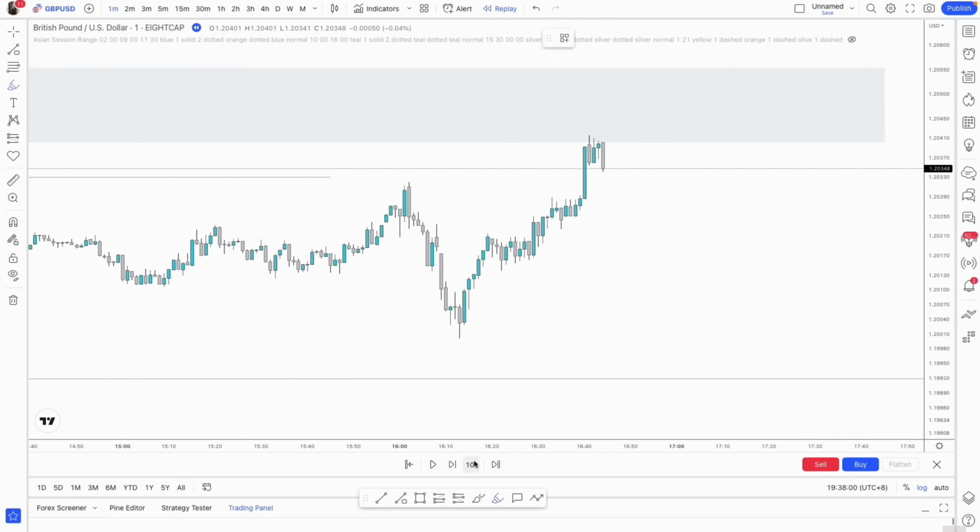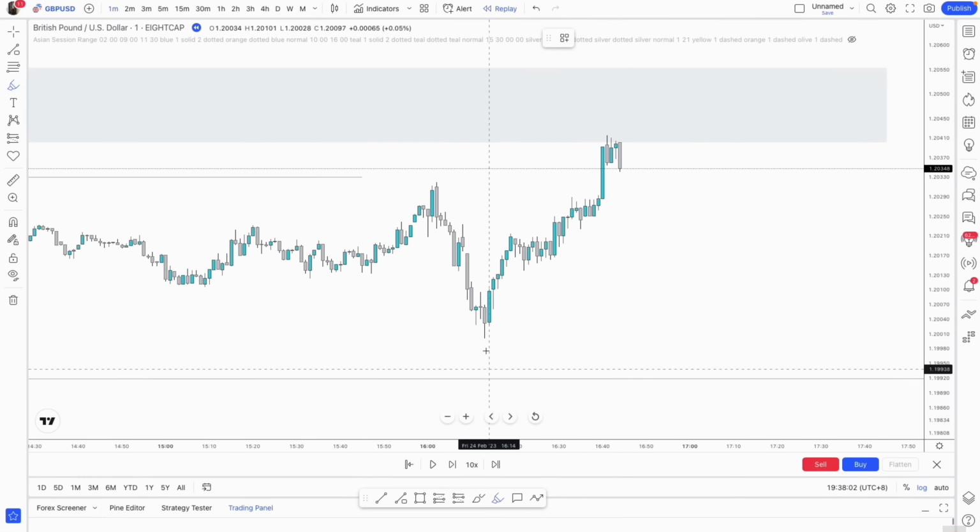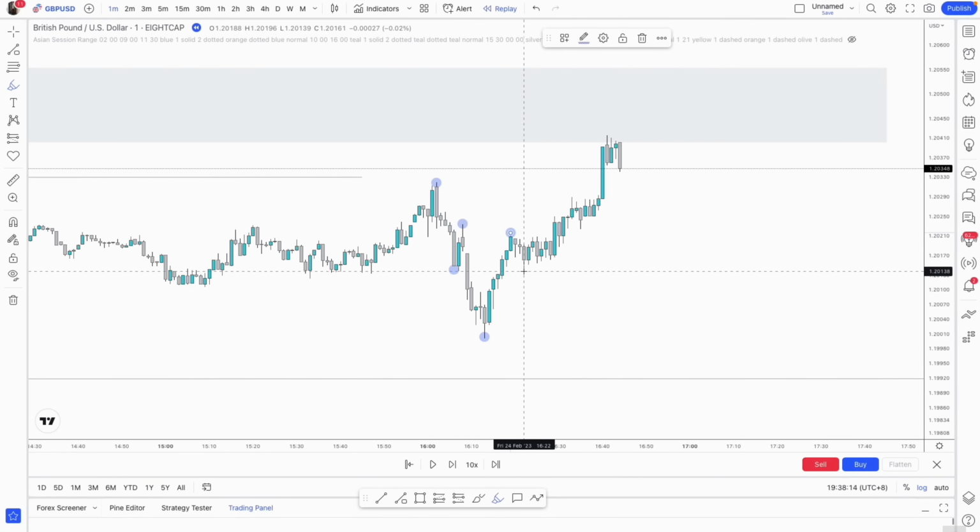So we need to understand and map out the key internal structure on the 1-minute. For me, I would say we have a high, a low, a lower high, a lower low. A lower high, at this point you would probably be expecting a lower low. Instead, price gives a higher low and then a higher high, break of structure.